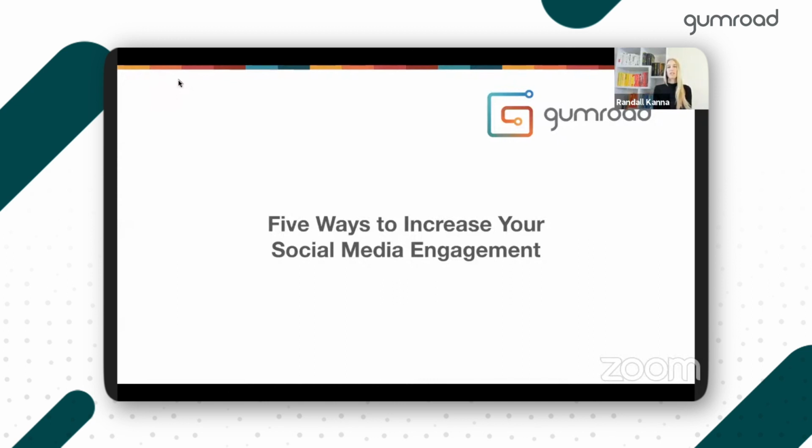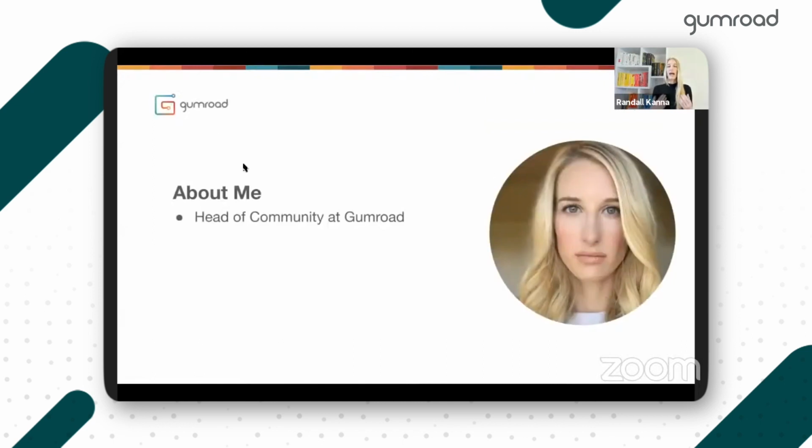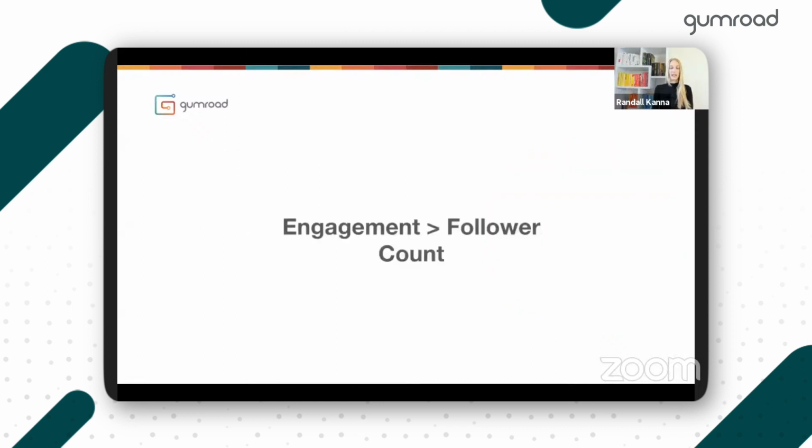Like I said, we're going to be talking about the 5 ways you can start increasing your social media engagement. And if you don't know me, I am the head of community at Gumroad. And in 2019, I had no Twitter followers, I had no email list, nothing. And in 1 year, I grew to over 30,000 Twitter followers and over 7,000 email list followers. So today I'm going to be sharing a lot of my tips about how I did that.